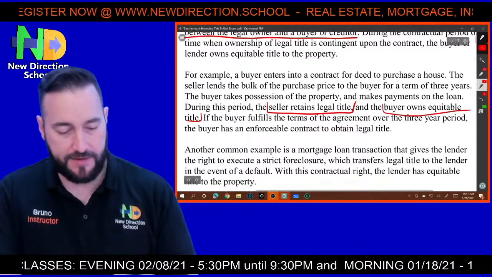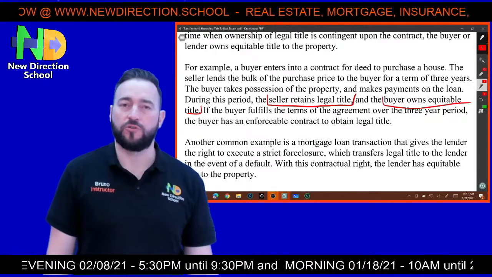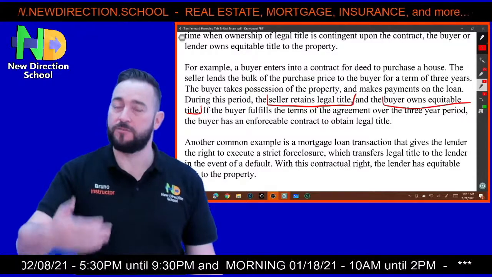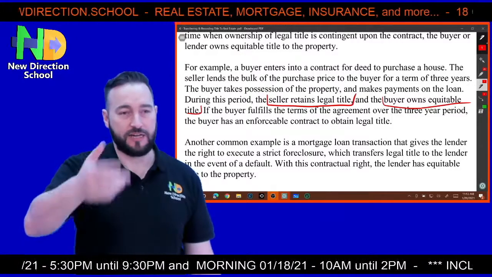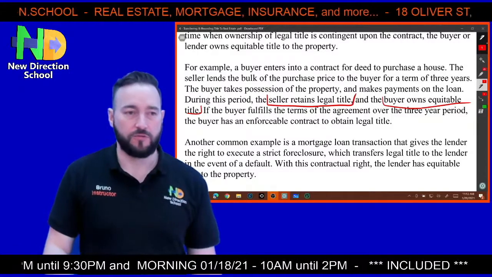Okay? If the buyer fulfills the terms of the agreement, so if we get to the actual closing, or in this type of example, I'm paying you in installments, if I get to the end and pay it off, then the title transfers to me and I become the legal owner.